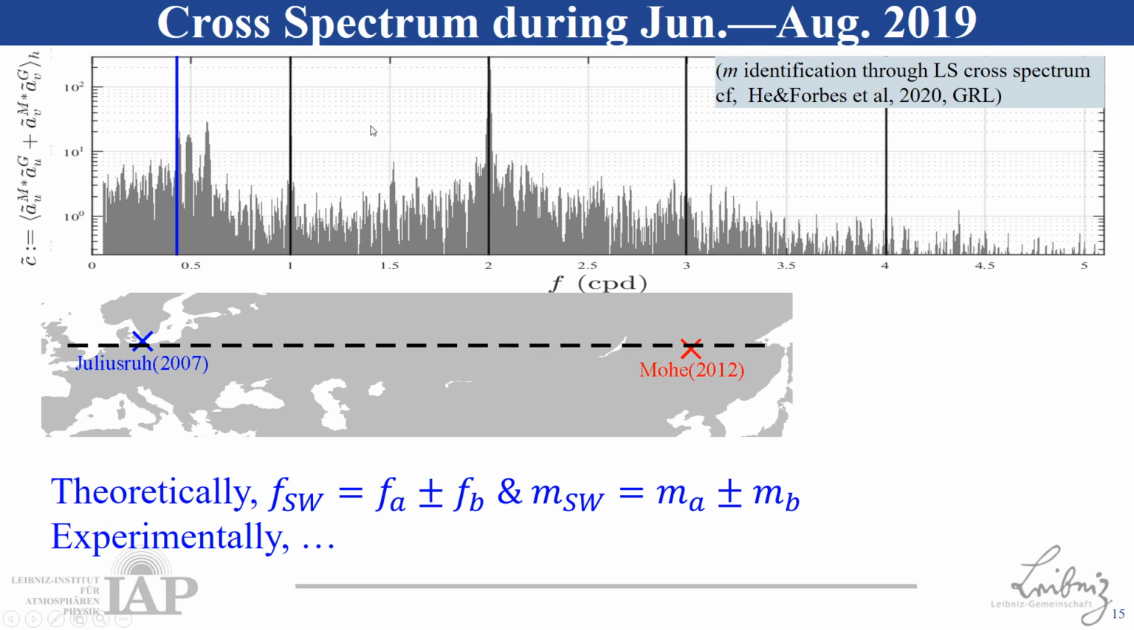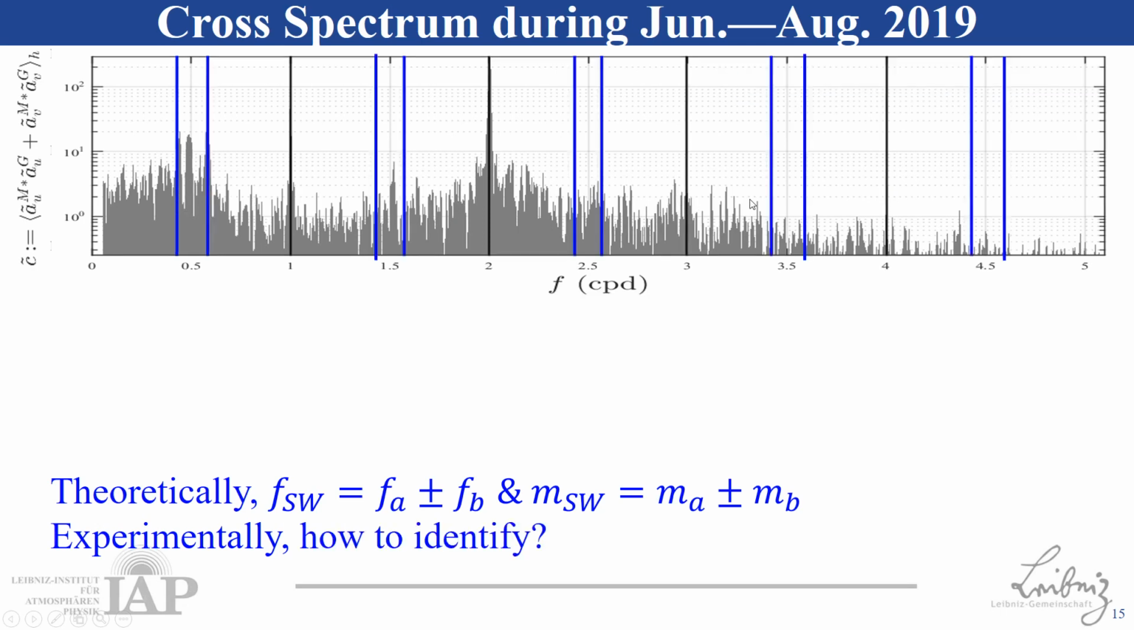In this work, we first find the full migrating tidal components during the summer of 2019. And if all of these tides interact with the same planetary wave, let's say the blue one, then where could we expect the secondary waves of these interactions in this spectrum? According to the resonant condition, these secondary waves will be located at this blue frequency. But then experimentally, how can we identify these potential peaks?